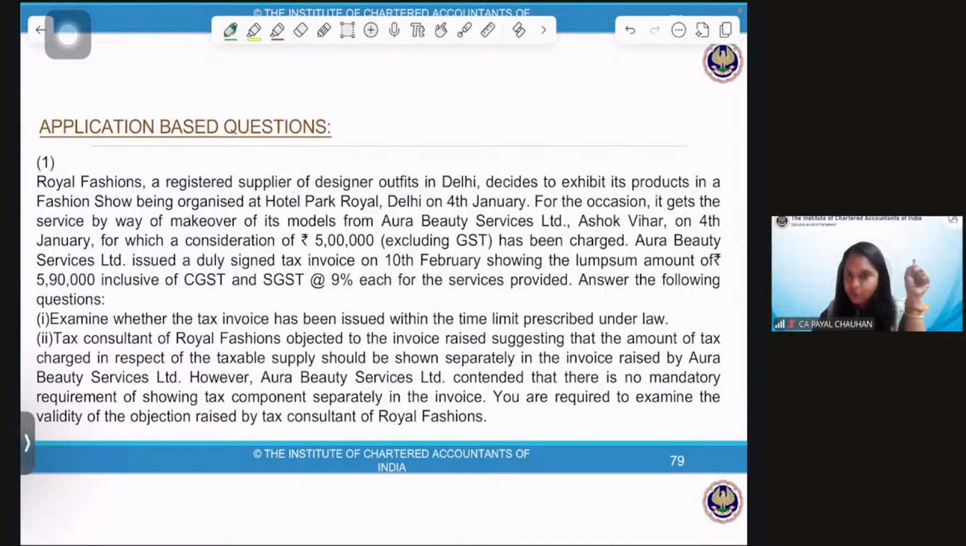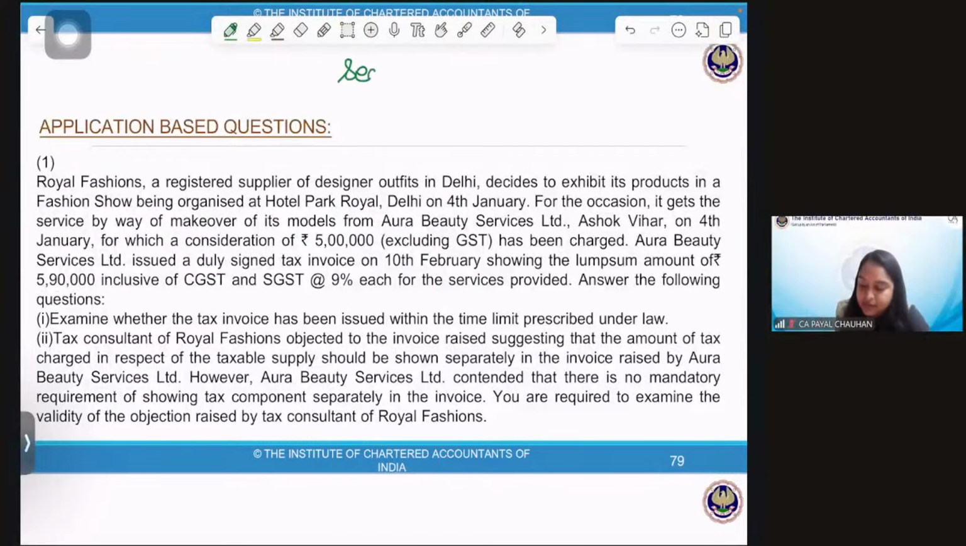Second, 32 stands for prohibition of unauthorized collection of taxes. This is 32. 33 stands for amount of tax to be included in the invoice. Very good, very good. Now I'll make you understand these sections.